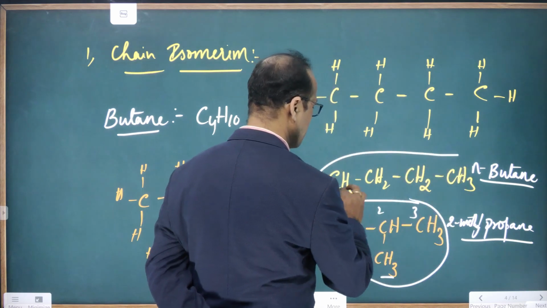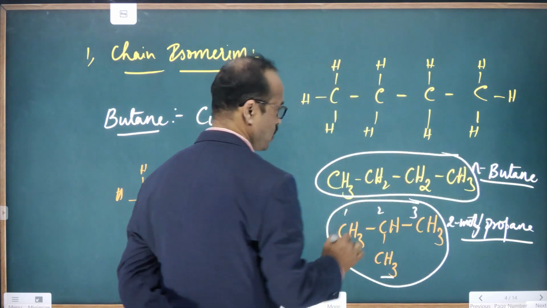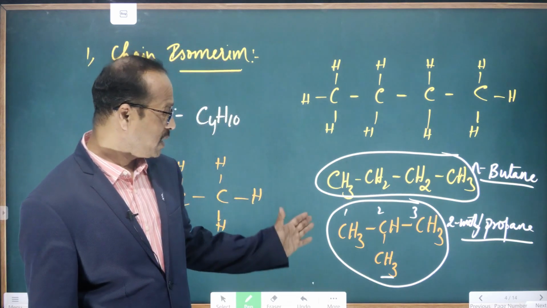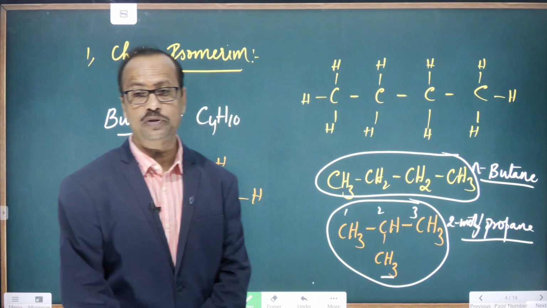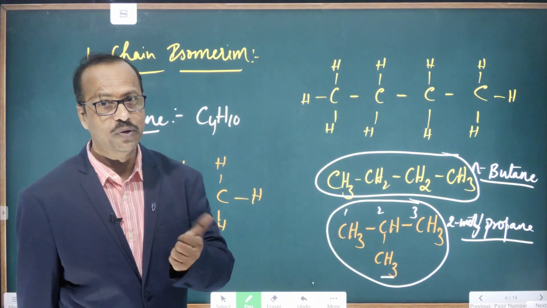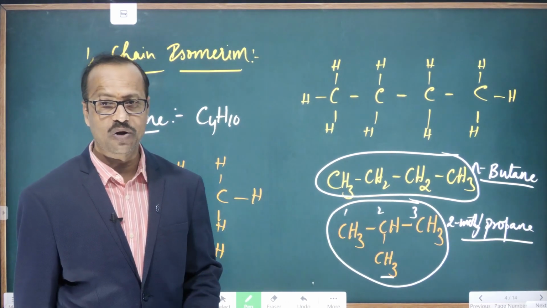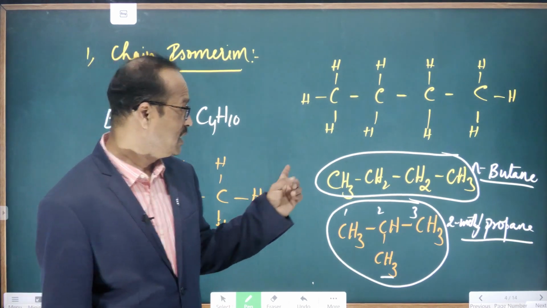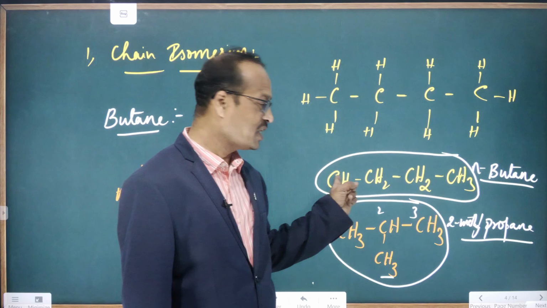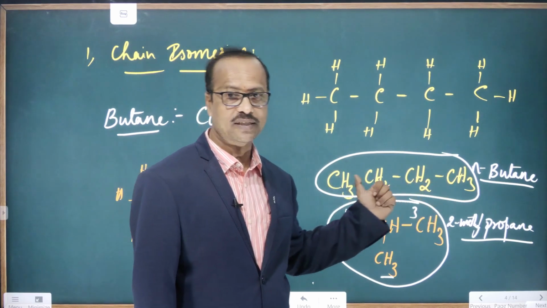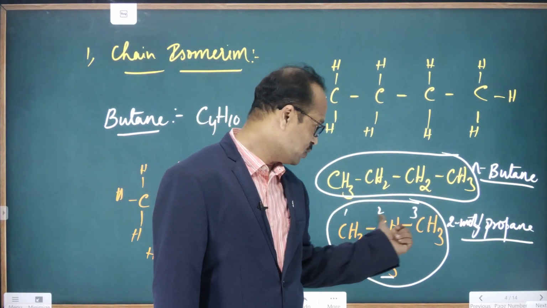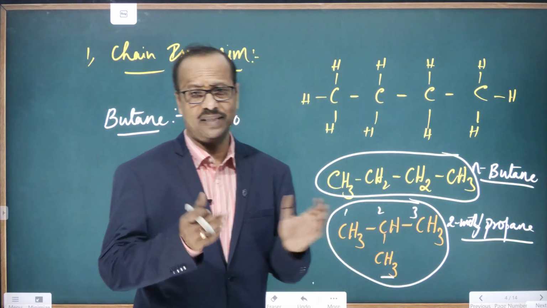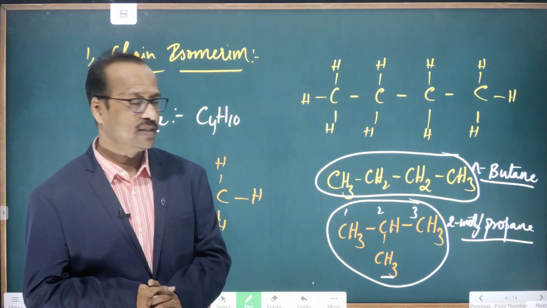And the name of this one is butane. Okay, so both have the same formula. But do they possess similar properties? No, they do not possess all similar properties. Why? Because here it is a straight chain with 4 carbons in the chain, but here only 3 carbons are there in the chain. So there is a difference in the structure.